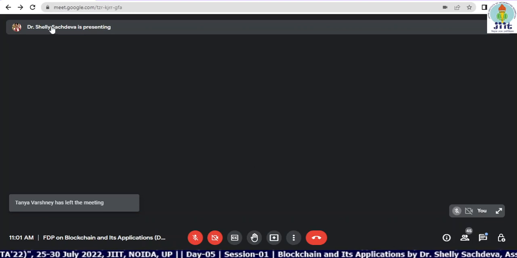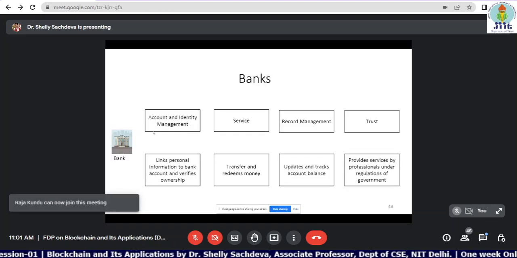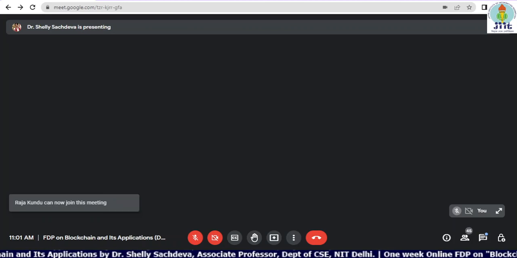So this is where the example of a bank comes in. For example, this is what usually was happening. For account and identity management, there were links of personal information to the bank account, and it verifies the ownership. Okay, so this is how account and identity management is usually done in a bank. Then for services, you transfer and redeem the money. These are the services provided by the bank. For record management, we update and track the account balance. And for trust, we provide security by professionals under the regulations of the government. For example, RBI has given certain regulations, and the banks usually operate as per those.